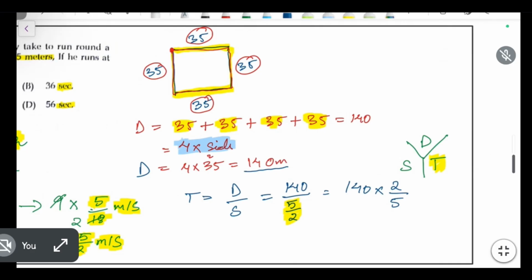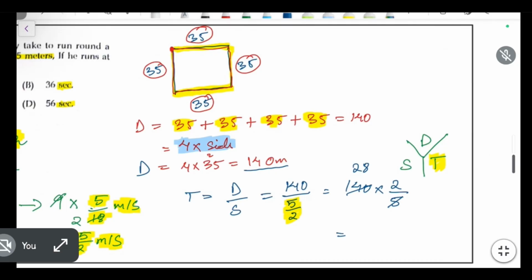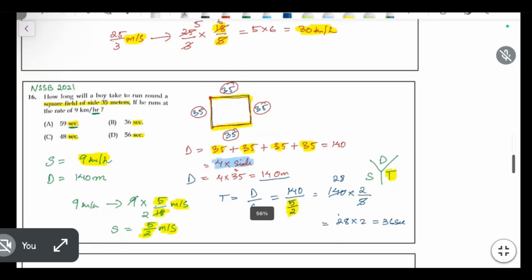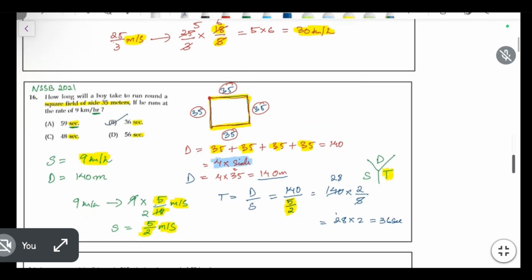Now, 5 twos are 10 and we have 40, 5 eights are 40, which means 28 into 2 is how much? 8 twos are 16, 1 in hand, 2 ones are 2, 3, 36 second. Is there 36 second? Yes. So the answer here is 36 second.